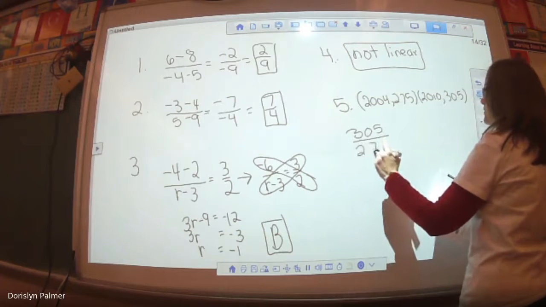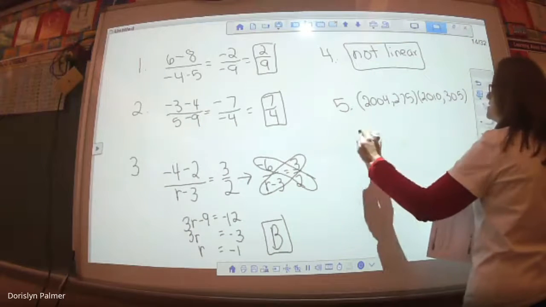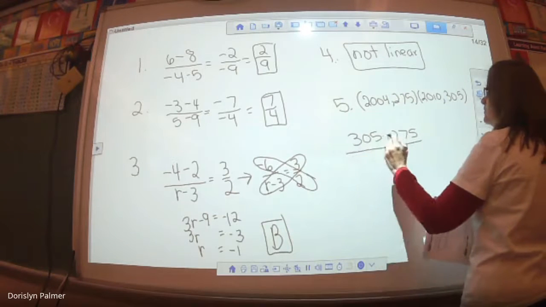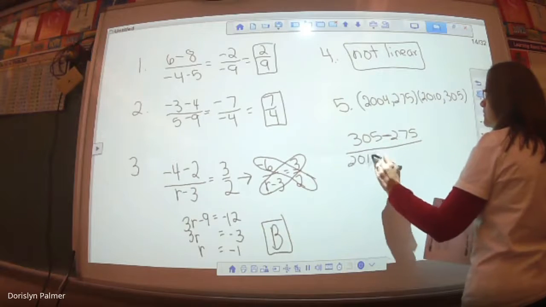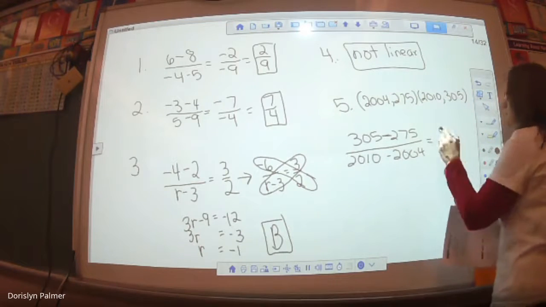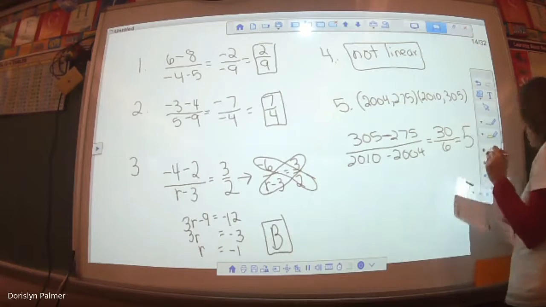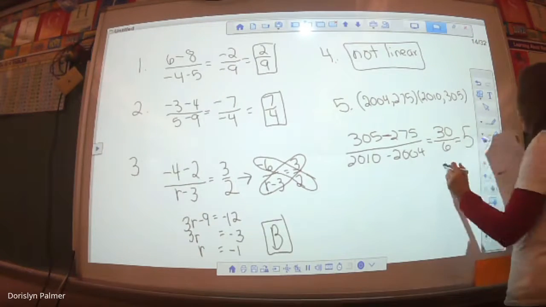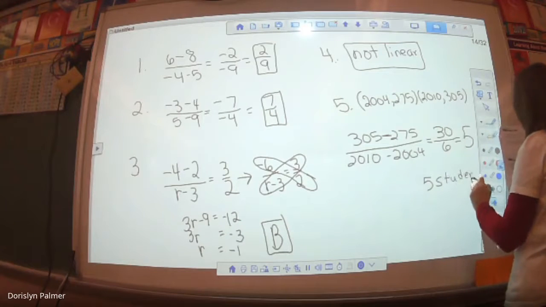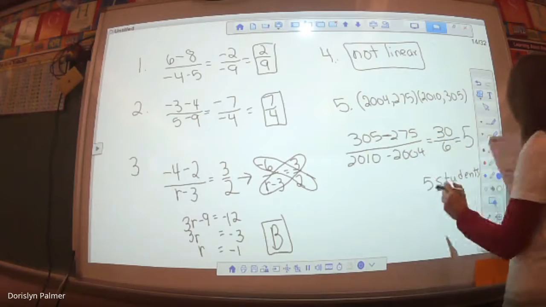305 minus 275 over 2010 minus 2004. 30 over 6 equals 5. So the rate of change is 5 students per year. So if you said 5, you got all of the points, which was 2 points.